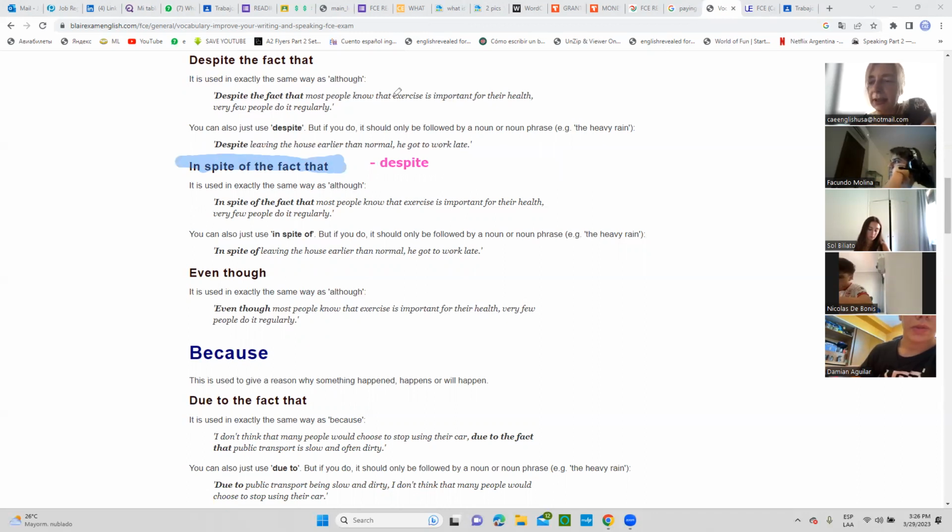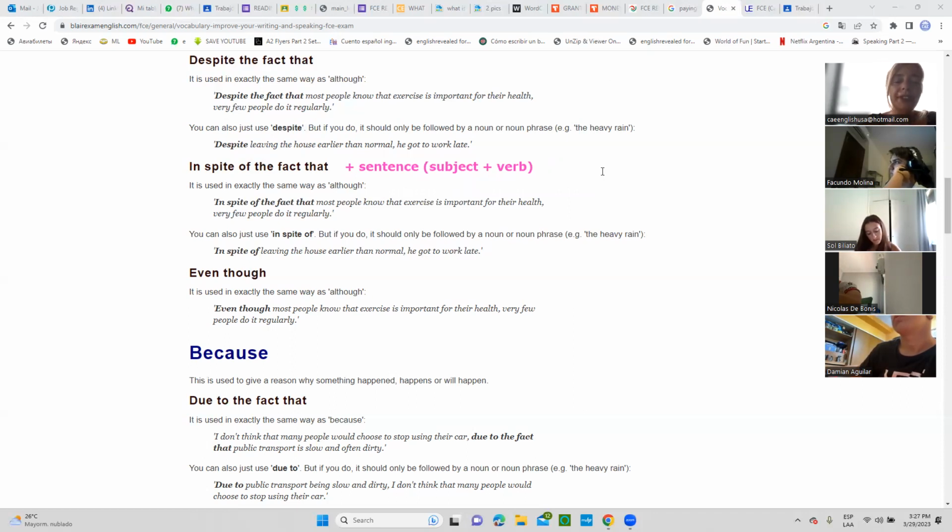Can you read the example, please, Damian? In spite of the fact that most people know that exercise is important for their health, very few people do it regularly. Okay, good. So, again, in spite of the fact that, and then a sentence. So, in spite of the fact that is the same as despite the fact that, plus a sentence. What does this mean, sentence? It means that you're going to have a subject plus a conjugated verb. Okay? All right.